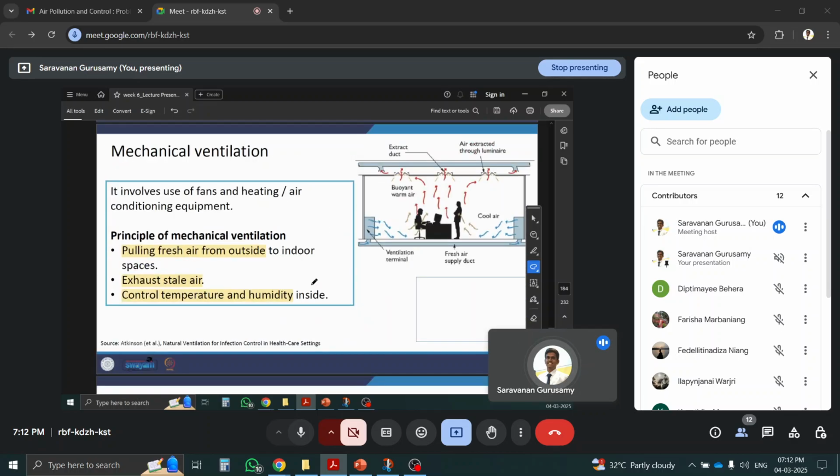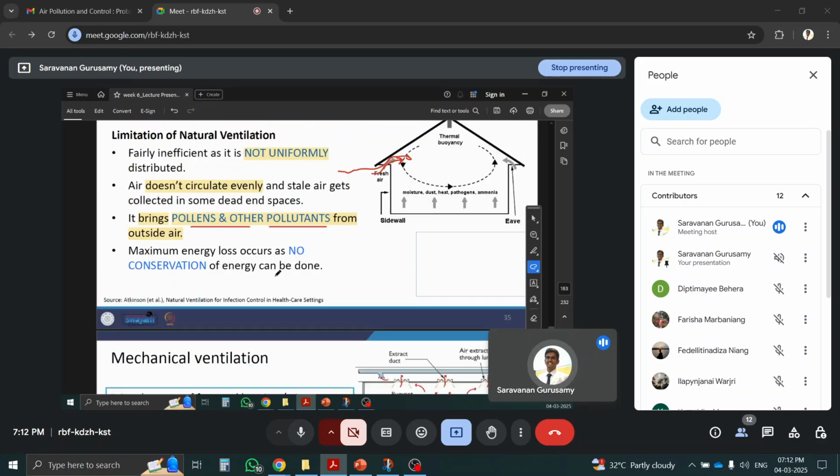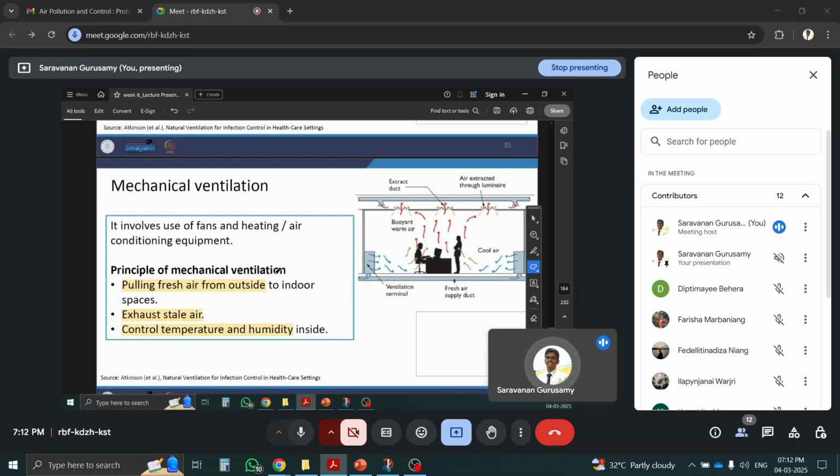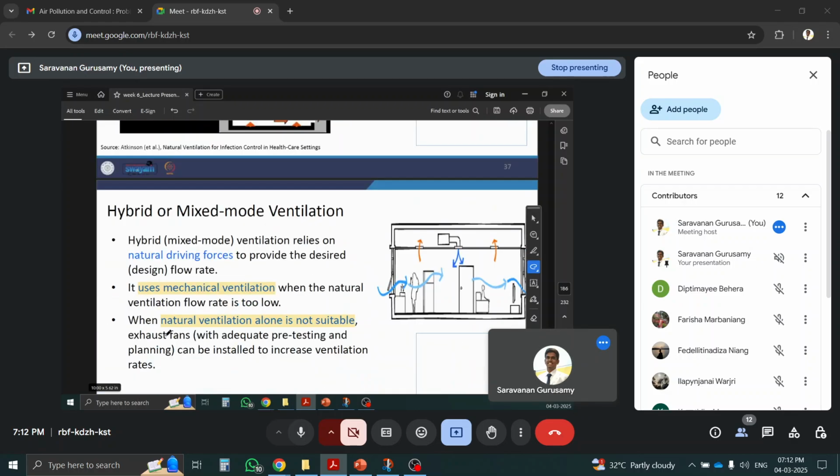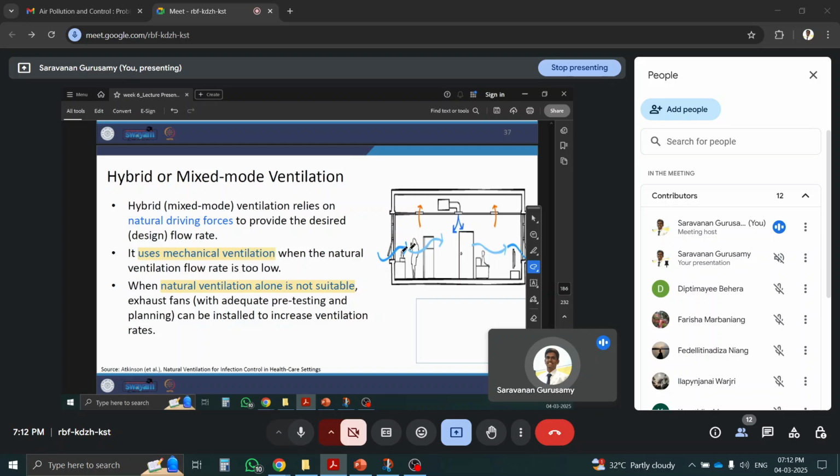But mechanical ventilation will give you a continuous supply of ventilation, and its principle is pulling fresh air from the outside, exhausting stale air, and controlling the temperature and humidity. Hybrid is both natural and mechanical modes. So it uses mechanical ventilation when the natural ventilation is too low.